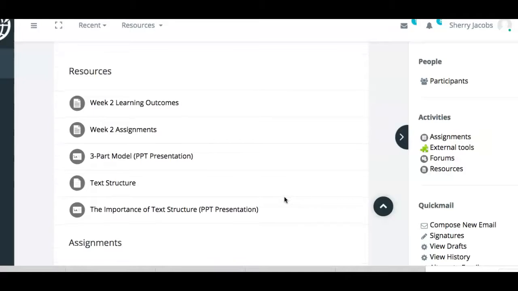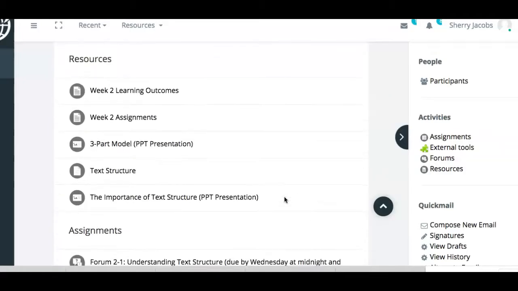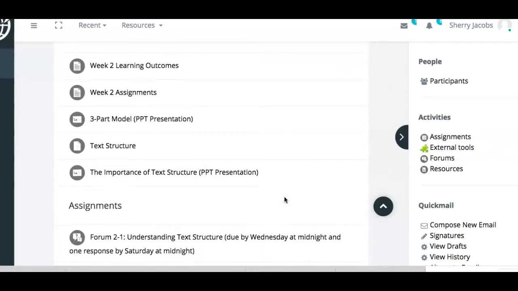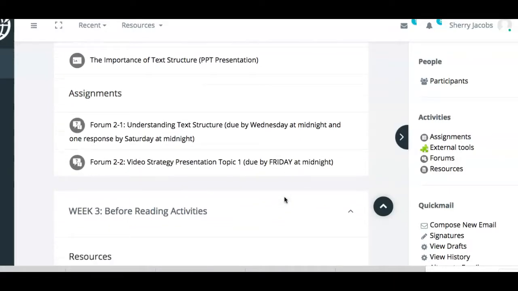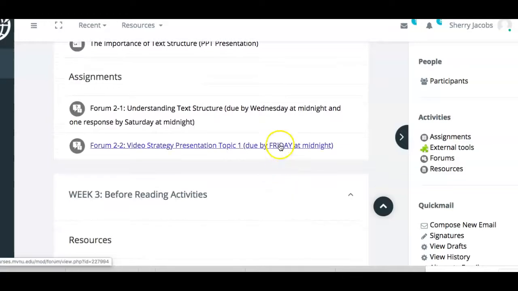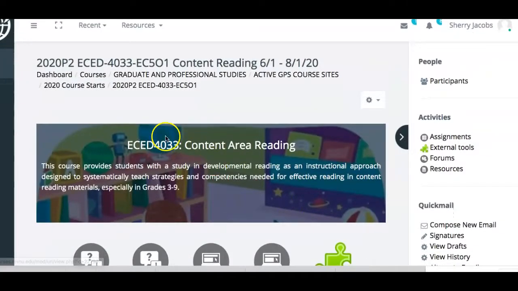If we look down at week 2, we'll see the resources, learning objectives, assignments, the PowerPoint, the text structure handout, and text structure PowerPoint. And there you have forums. So that's all I'm going to go over at this time, because I just want you to get a general layout of the course.